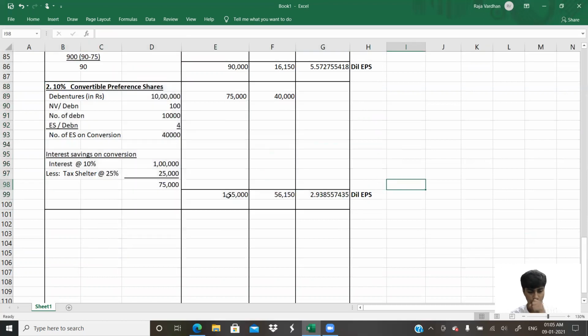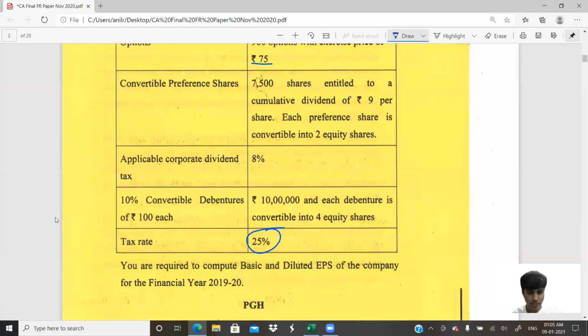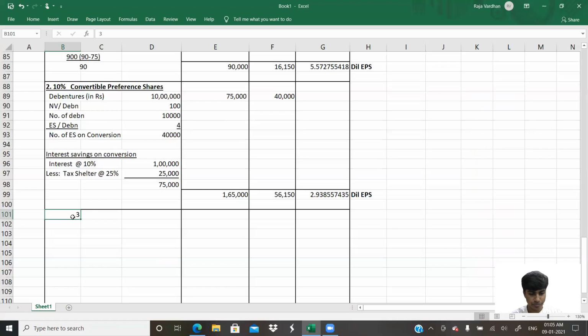Perfect. Come on, let us do the third one now. Third one is convertible preference shares. Convertible preference shares. Our last part.